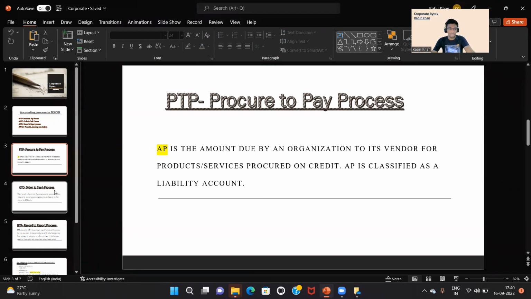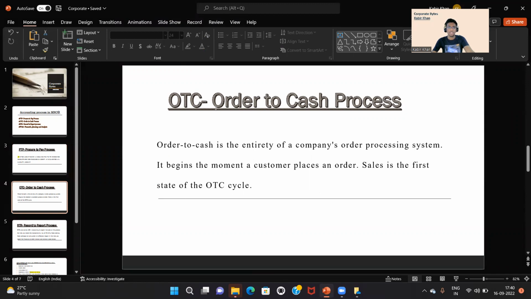Second, let's talk about the order to cash process. The order to cash process comes into the picture when the company sells goods to outsiders on a credit basis. In short, order to cash is the entire order processing system of the company. It begins the moment a customer places an order. Whenever a customer purchases from us, the order to cash process comes into the picture. For that reason, we say sales is the first stage of the O2C cycle.